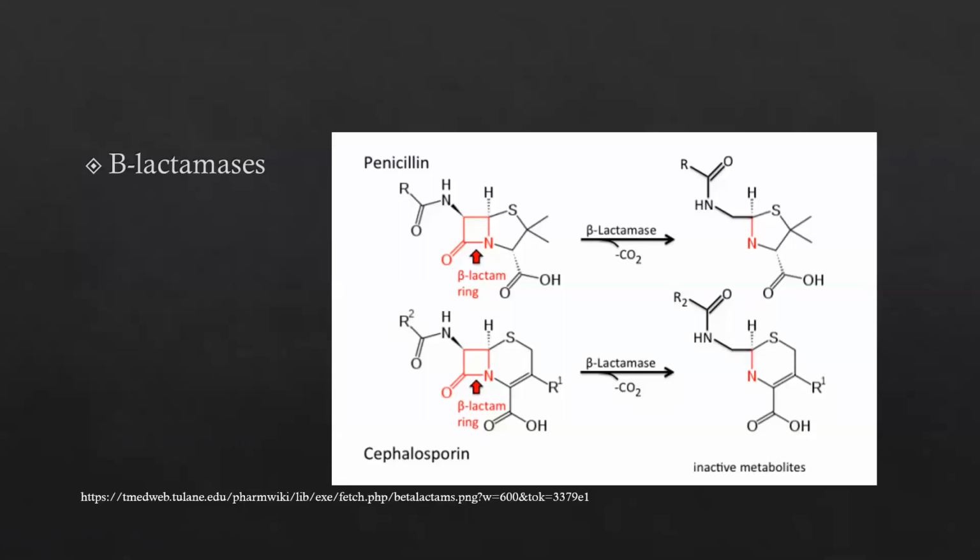Okay, so just a review of the beta-lactamase. This is the chemical structure of penicillin, and this is the chemical structure of cephalosporin. Both have a beta-lactam ring. The action of beta-lactamase is they hydrolyze the beta-lactam ring, making the structure of penicillin inactive, and they produce inactive metabolites. So making the antibiotics inactive.